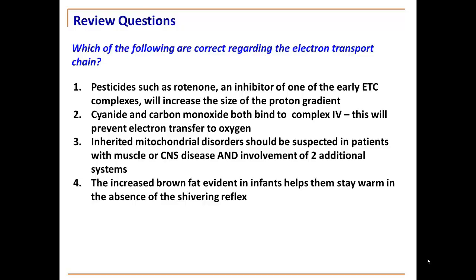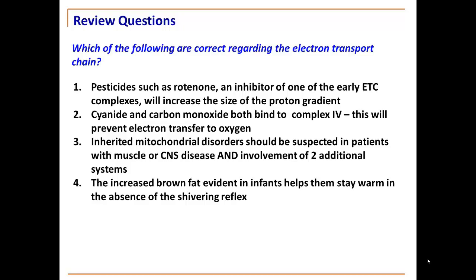Correct. This will uncouple the complexes, meaning that ATP synthase basically won't work. Okay, we're uncoupling the complexes because they all need to remain coupled together. Hence, uncoupling and coupling. 1, 2, 3, 4, 5, all working together.